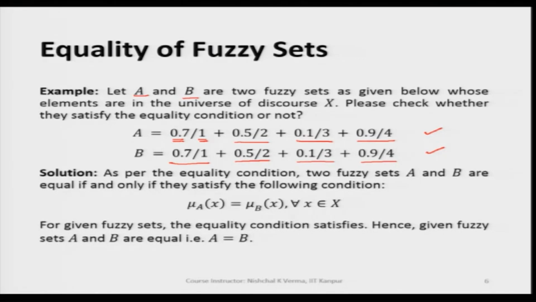So, this way we find this relation is satisfied, meaning that mu A of x is equal to mu B of x. And needless to say, all the generic variable values x must belong to the universe of discourse within which we are working. This way, fuzzy set A and fuzzy set B can be said to be equal.